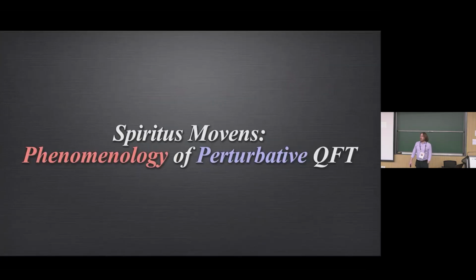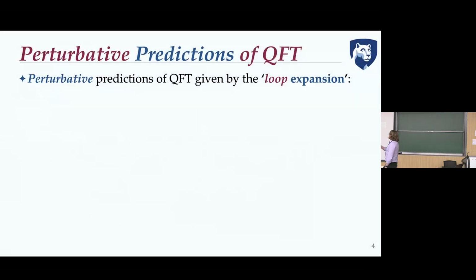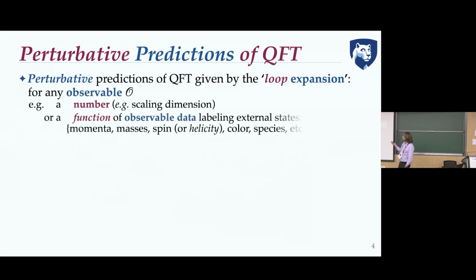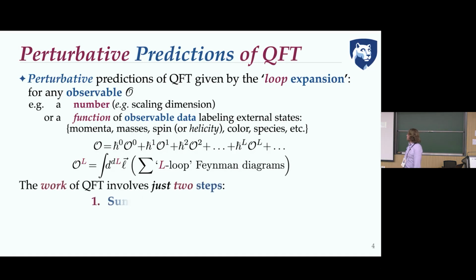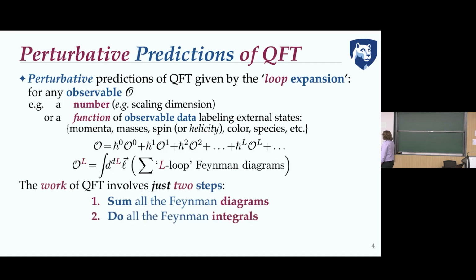Okay. So I wanted to start actually with something like a phenomenological approach, which is: what are the things that come out of quantum field theory in the loop expansion? Whether it be a number or a function of observable data, like a scattering amplitude, we have the loop expansion, which is a perturbative expansion in h bar. And we all learn in quantum field theory class that we just sum up all the Feynman diagrams, do all the integrals, and we're done. So the essential work of a quantum field theorist is just really two steps, pretty easy. Sum all the diagrams, do all the integrals.